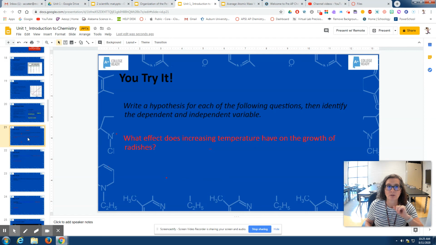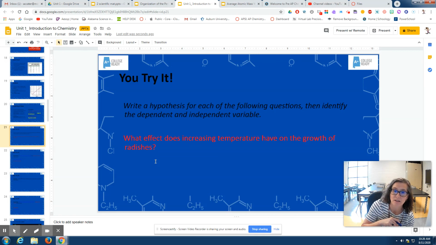Okay, so let's try this one. Write a hypothesis for each of the following questions, then identify the dependent and independent variable. So on your notes, if I were doing this, I would copy that question into my notes somewhere on a back page, on a separate page, add a page, however you want to do it. But this is how we're going to practice identifying dependent and independent variables.